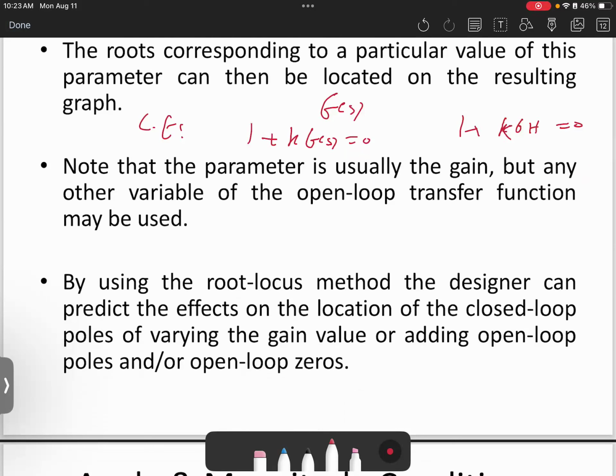Then again, we will focus first on the open loop transfer function, which, as I mentioned, is G of S. From G of S, we will see how the pole locations change with the value of the gain.